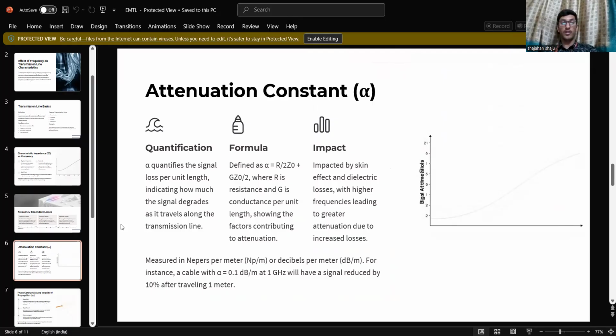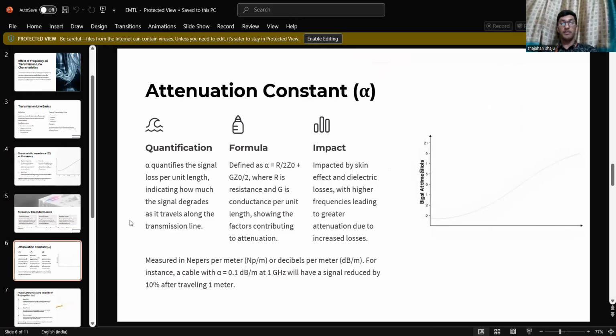Attenuation constant alpha. Quantification: alpha quantifies the signal loss per unit length, indicating how much the signal degrades as it travels along the transmission line. Formula: defined as alpha equals R by 2 Z naught plus G Z naught by 2, where R is resistance and G is conductance per unit length, showing the factors contributing to attenuation.